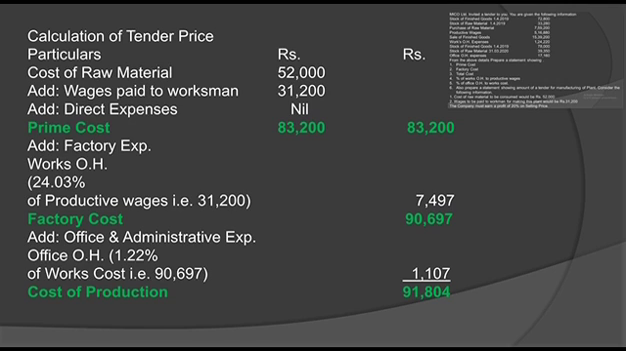As per the given information in the question, the selling price or the tender price should be calculated, that is 20% on the selling price. Therefore, here 80 will be our cost price. So 91,804 multiplied by 100 divided by 80, then we will get the tender price of rupees 1,14,755. And from this 1,14,755, if we minus the cost of production, that is total cost of rupees 91,804, we will get the 20% of selling price profit of rupees 22,951 rupees.